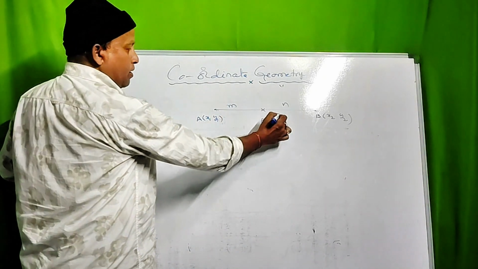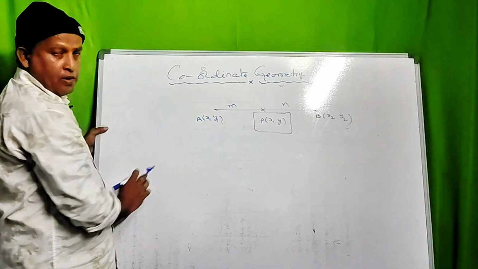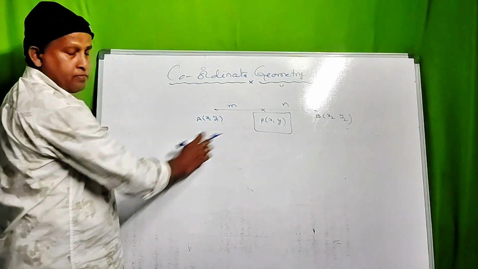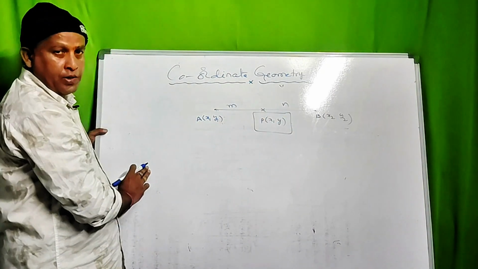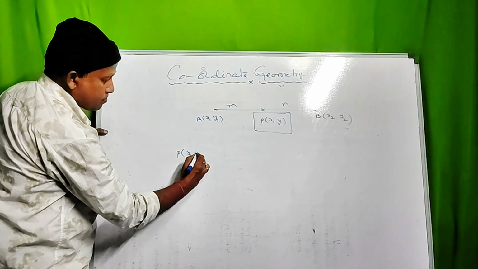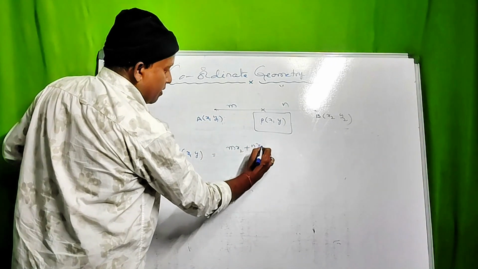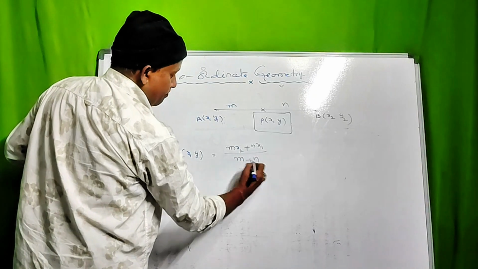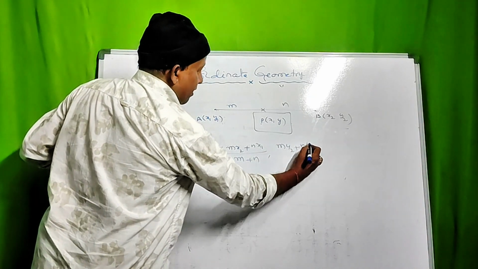Now we have to find out the coordinates of P. A and B will be given, and the ratio will be given. You have to find out this one. So P (x, y) equals (m x2 plus n x1) by (m plus n), comma (m y2 plus n y1) by (m plus n).